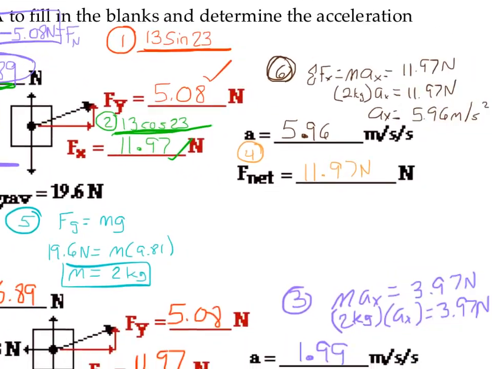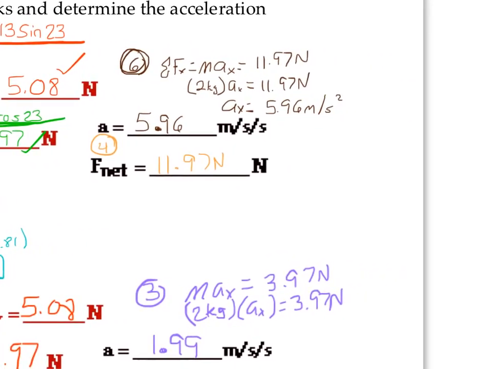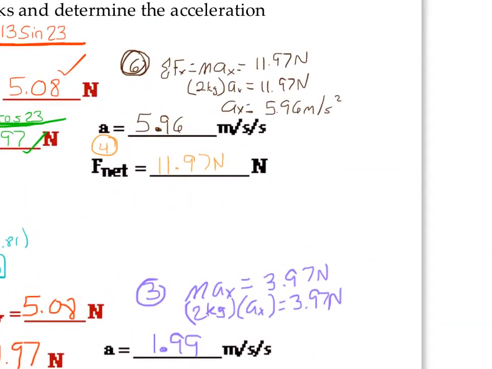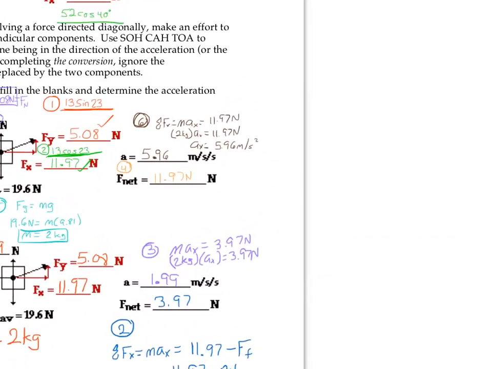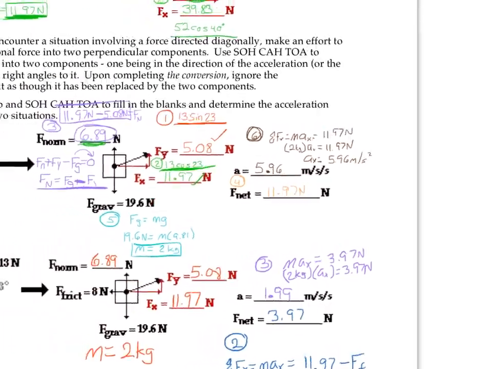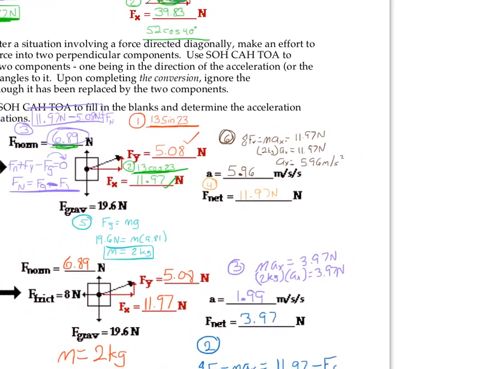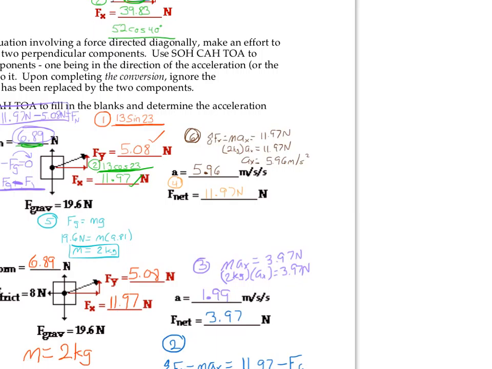finding the net force. The net force is easy because if we look at our problem here, our y's cancel out and we only have one force acting in the x direction. The only force acting in the x direction is 11.97 newtons. So our net force has to equal that 11.97 newtons, because it's the only force that doesn't cancel out. It's the only force acting in the x.